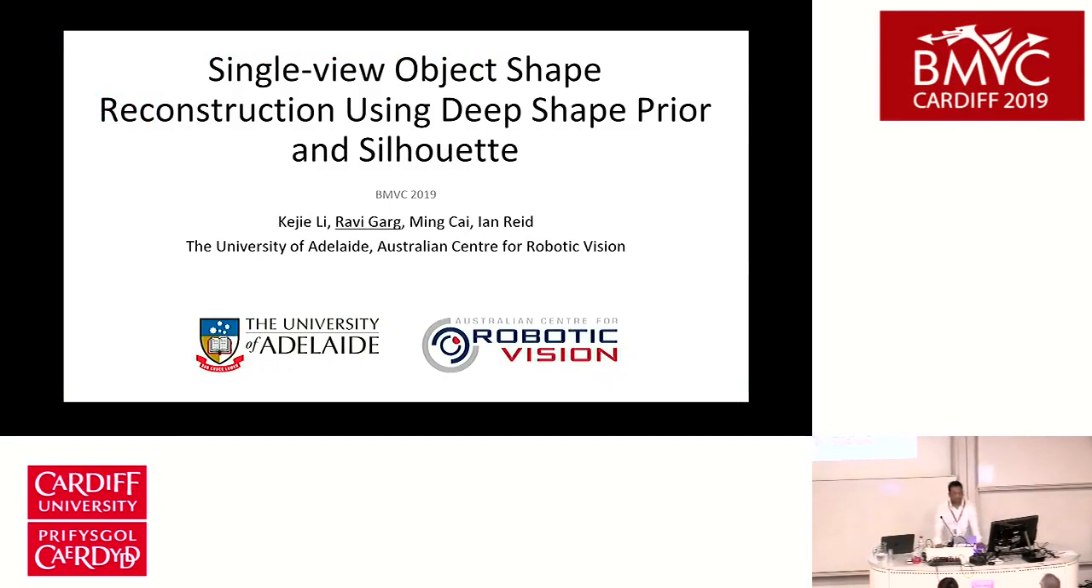Hello everyone. So I'm Ravi Garg, here to present our work on reconstructing object instance from a single silhouette using a learned deep shape prior. This is the work done by Kejie in collaboration with me, Ming, and Reid at the University of Adelaide.